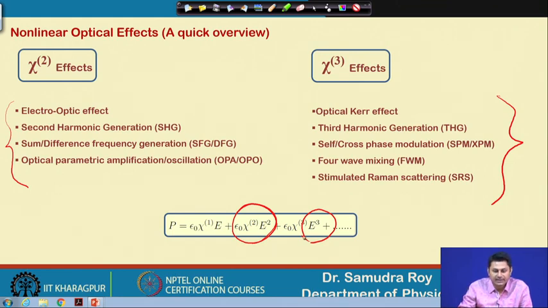In the chi3 effect, again we will discuss a few effects like the optical Kerr effect, third harmonic generation. Everything will be discussed in a very simple way, so that we have a quick overview, but in detail we are going to study them in the future classes. So, with this note, let me conclude my class here.